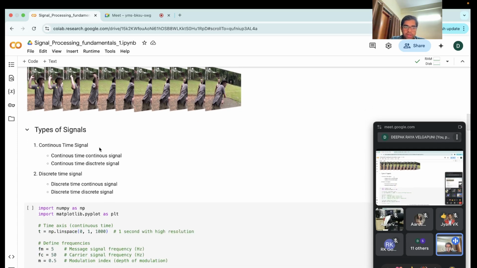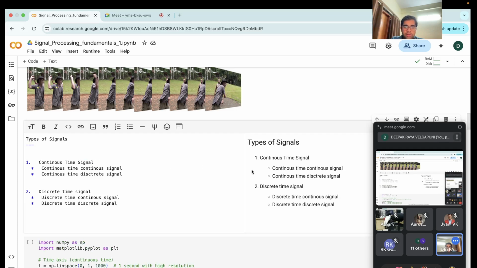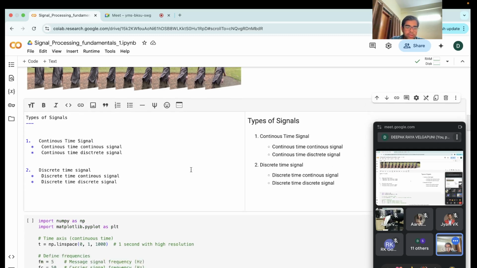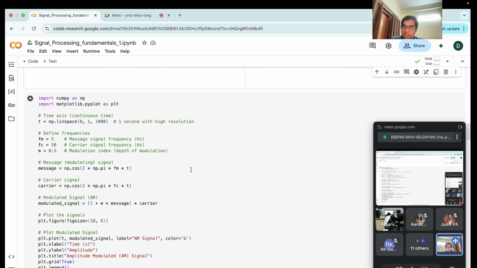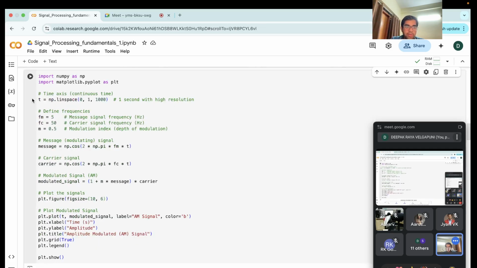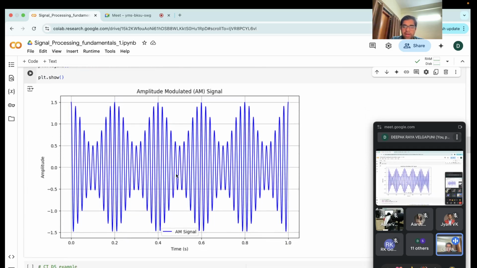Further, these discrete and continuous time signals are divided based on their amplitude also. One is called continuous amplitude, or a continuous signal. How does a continuous signal look? Let's take an example. This is typically amplitude modulation. If you have heard of AM wave or AM radio, those signals look like this. As time progresses, the amplitude changes. You see a slow envelope on top and high frequency oscillations inside the envelope.